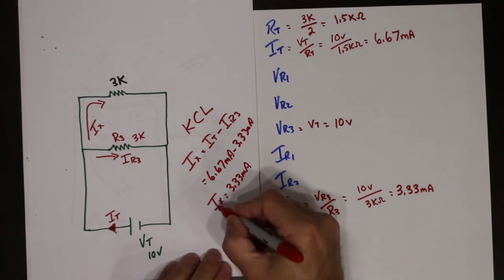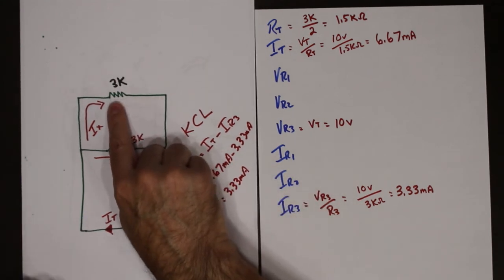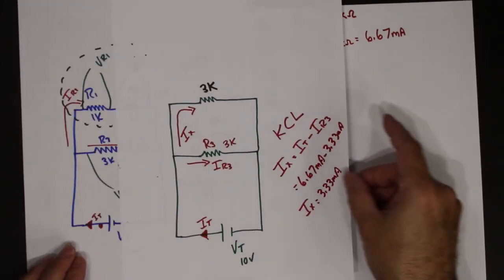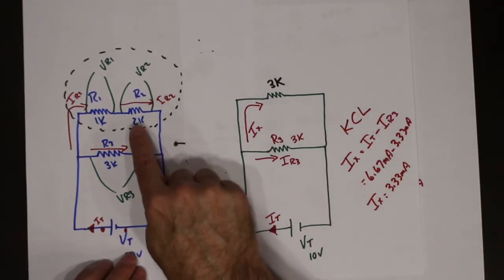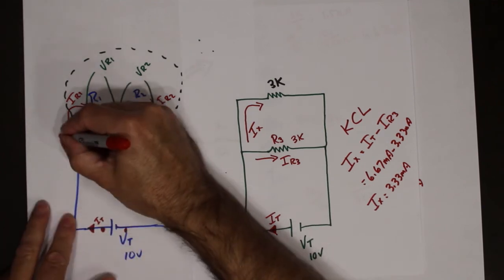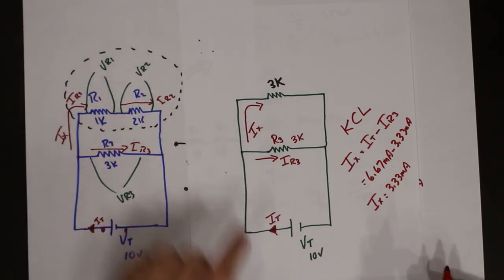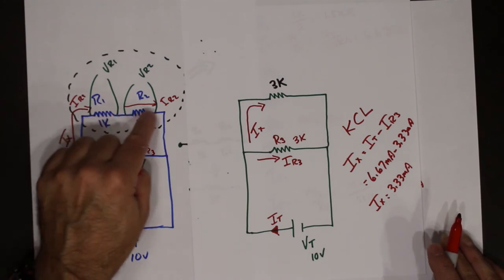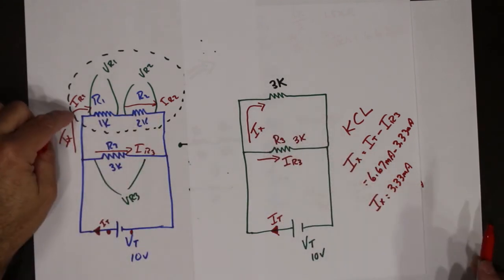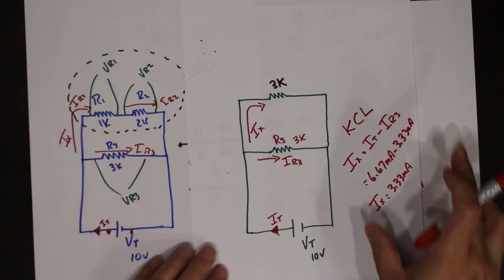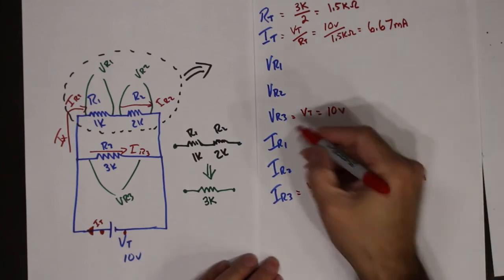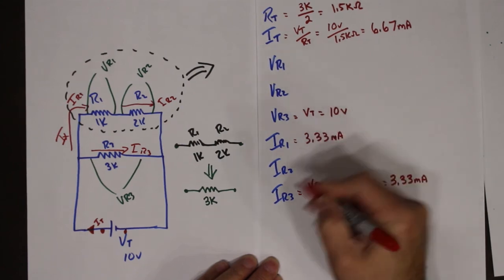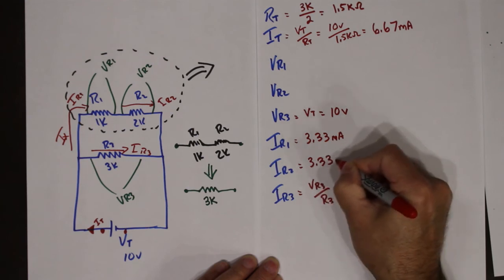Now, Ix is the current that's flowing through that equivalent resistor. Where did that equivalent resistor come from? Well, it came from these two. So Ix is actually this current as it goes down that branch. And because these two are both in series, they share that same current. So Ix actually flows through R1 and R2. So IR1 is 3.33 milliamps. IR2 is 3.33 milliamps.